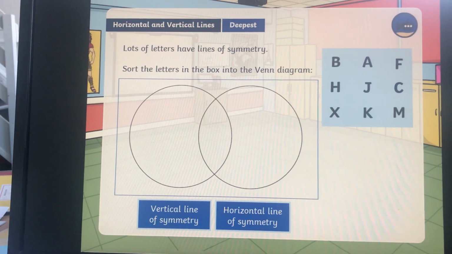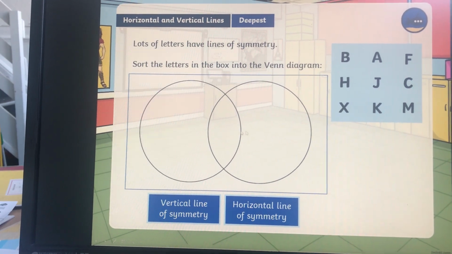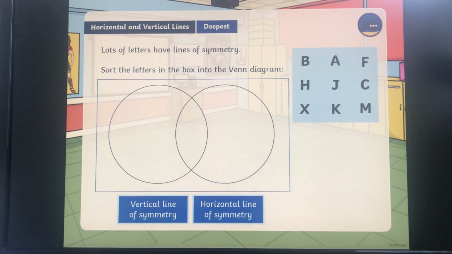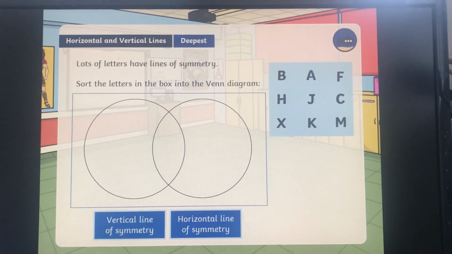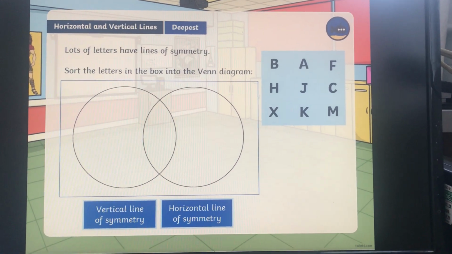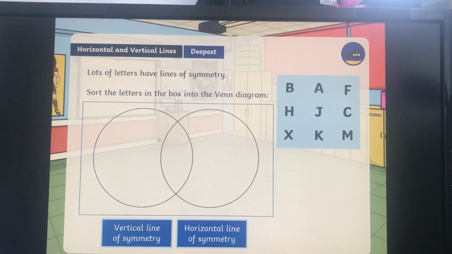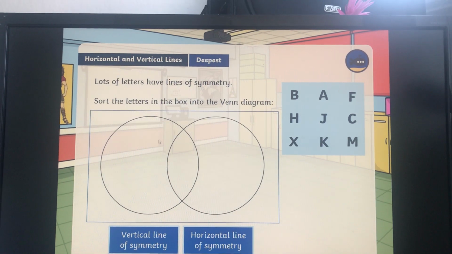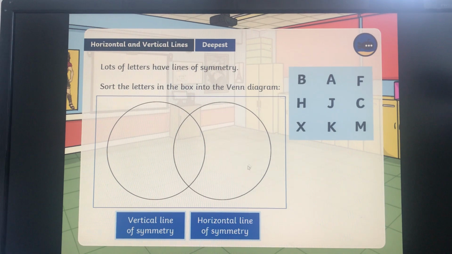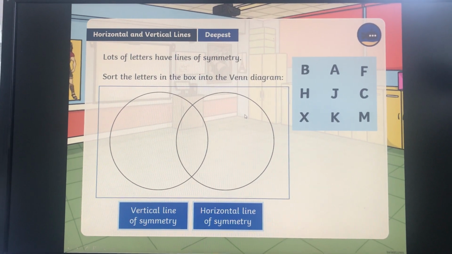We put in letters from the selection that have both a vertical and a horizontal line of symmetry. So now is a good time to pause the video and have a look at those 9 letters in the blue box, and can you try and organise them into the correct section of the Venn diagram. So in this section here, shapes that only have a vertical line of symmetry. In this section here, shapes that only have a horizontal line of symmetry.